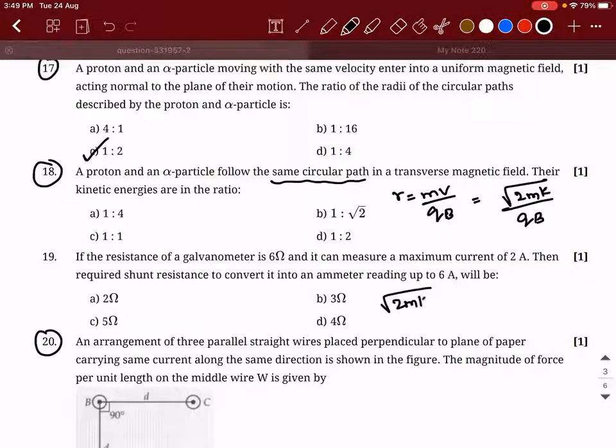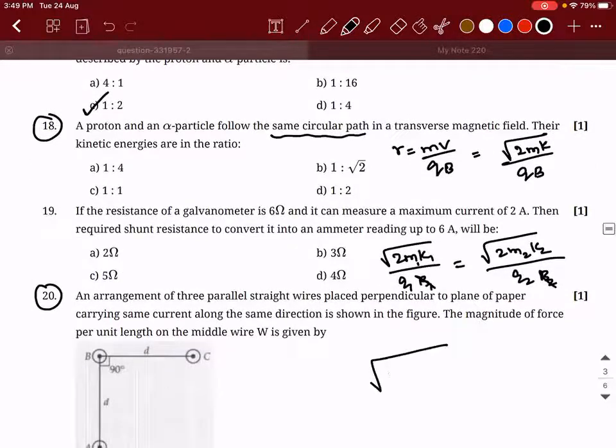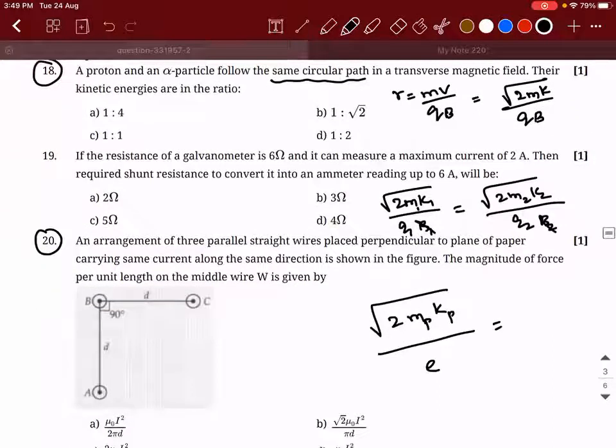So how to solve this, guys? Root of 2m1 into K1 divided by q1 into B1 is equal to root of 2m2 into K2 divided by q2 into B2. They are in the same magnetic field. So for proton, root of 2 times mass of proton into kinetic energy of proton divided by the charge of proton, which is e, is equal to root of 2 into mass of alpha particle, that is 4 times mass of proton, into kinetic energy of alpha particle, the whole divided by how much? 2 times e.